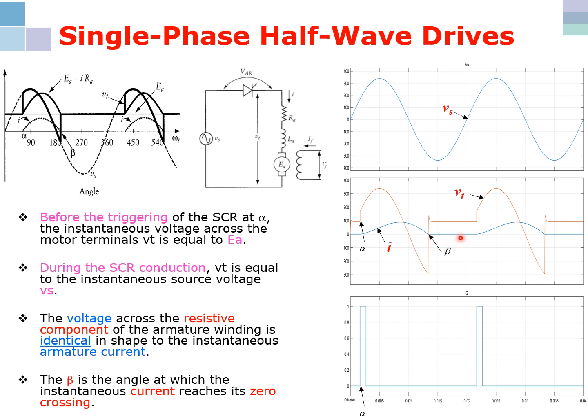What happens to the value of VT? It is identical to the first case, which is VT equal to EA. So this shape will continue, by referring to the SCR condition. Once the SCR is turned on again, it will operate like the previous one. I hope all of you can understand this condition.